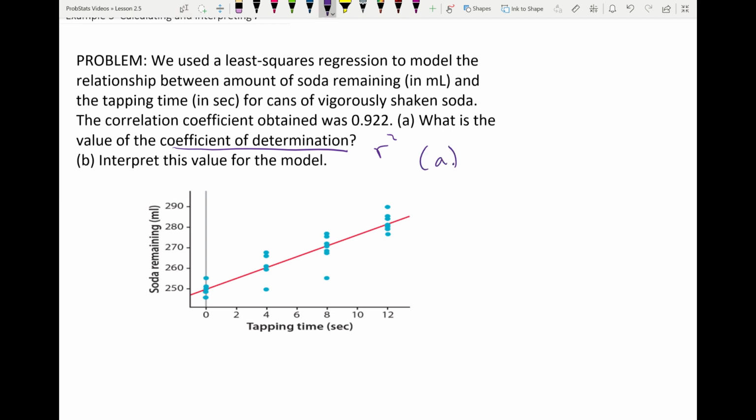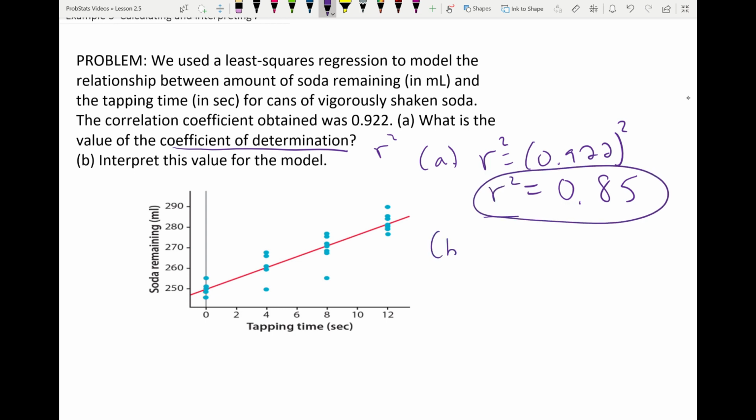All we got to do is we have to square the 0.922. And that gives us our coefficient of determination. Very simple, rather than having to do all of the calculations that we did earlier. So we get 0.85 for our coefficient of determination. What does that mean? Well, remember, convert that to a percent.